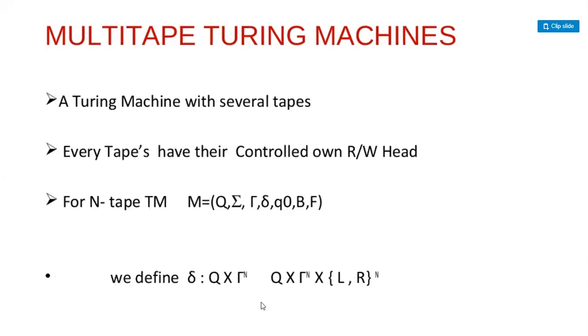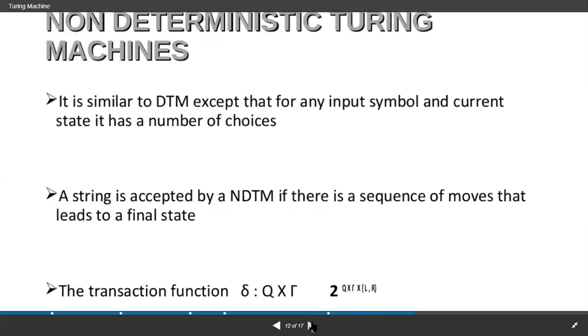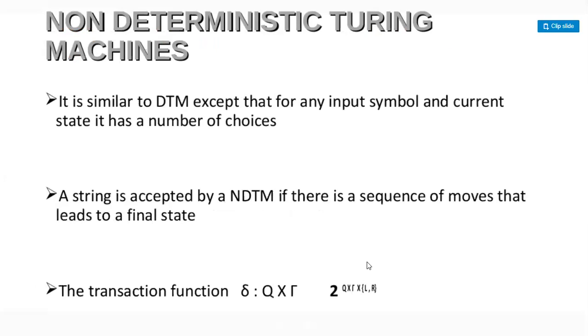So now the next variation is the non-deterministic Turing machine. Here we need to know what the deterministic Turing machine is, and then what the non-deterministic Turing machine is. Always, you can call these NDTMs, and the deterministic Turing machines can be called DTMs. These non-deterministic Turing machines are similar to the DTMs. DTMs are nothing but deterministic Turing machines.